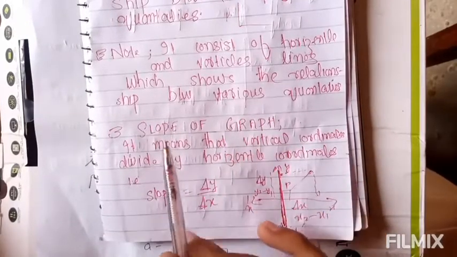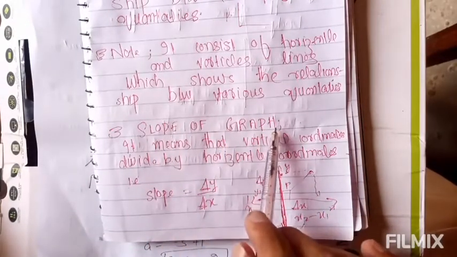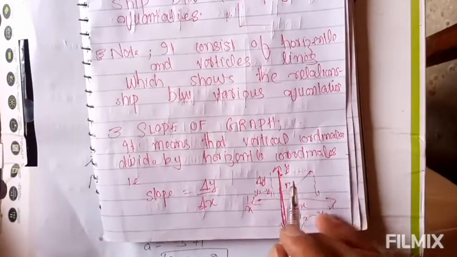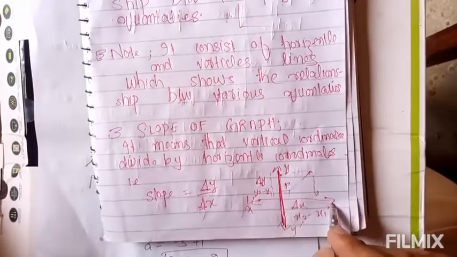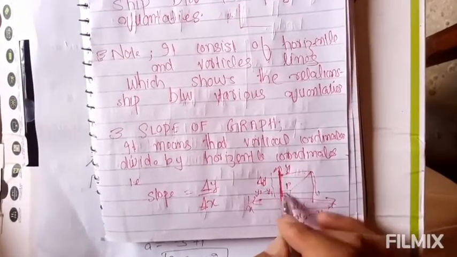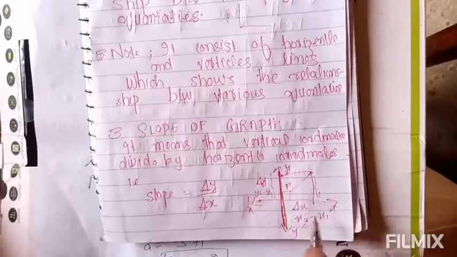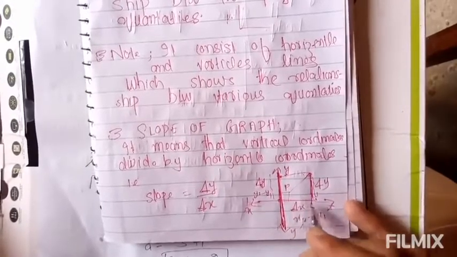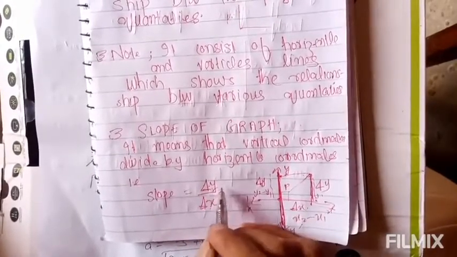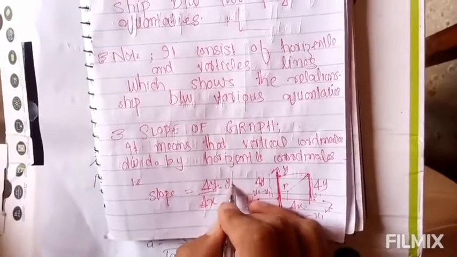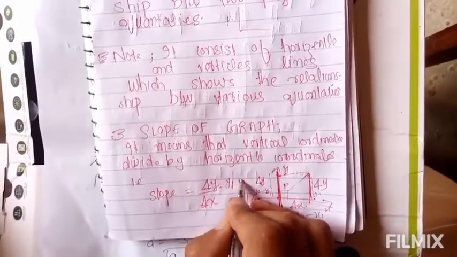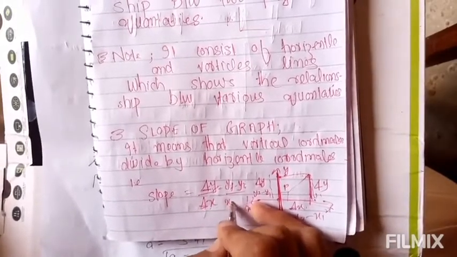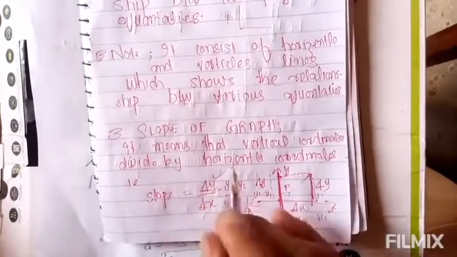Now, how will I find the slope of the graph? The slope of the graph means vertical coordinates divided by horizontal coordinates. These are vertical coordinates and these are horizontal coordinates. That is, del y divided by del x gives the slope. So del y is equal to y2, or y f, minus y i, where i means initial and f means final, and del x is x2, or x f, minus x i. It gives the slope of the graph.